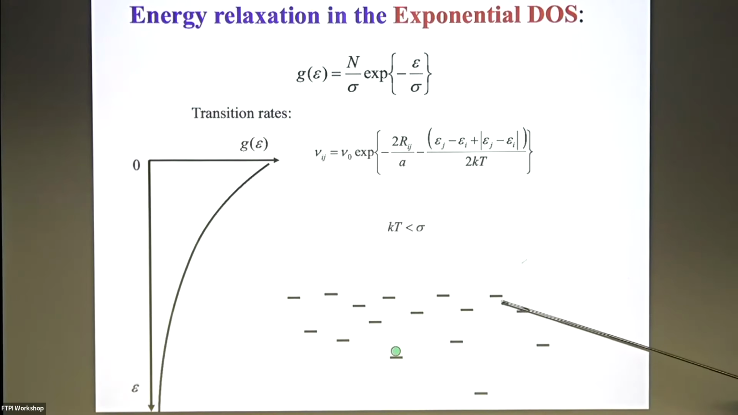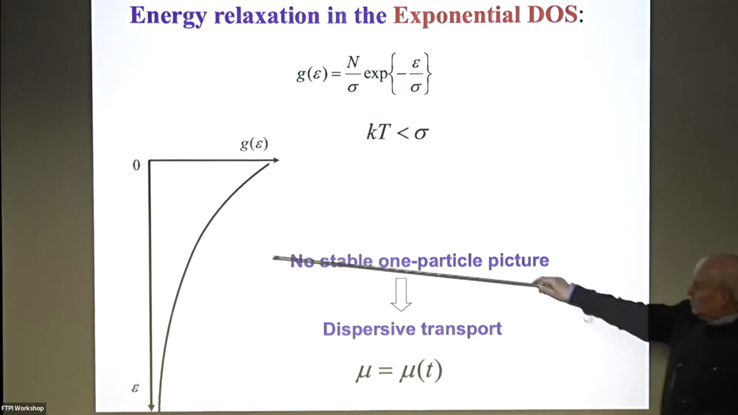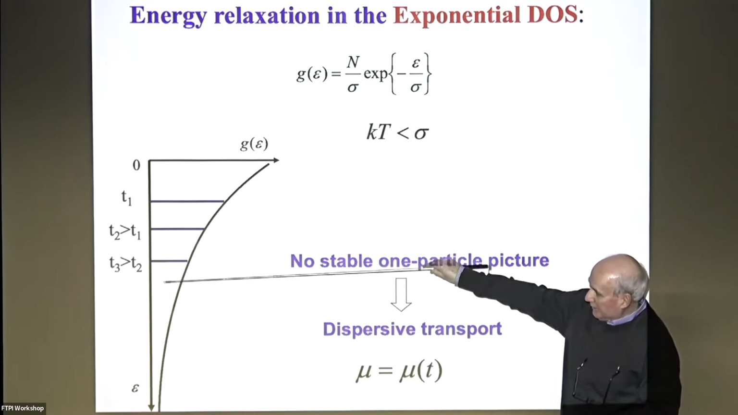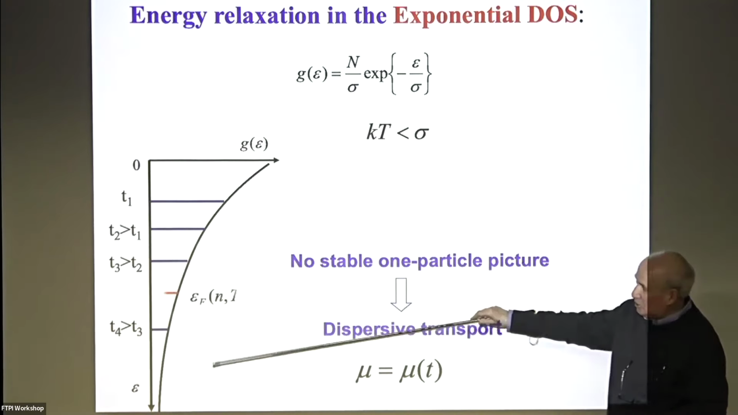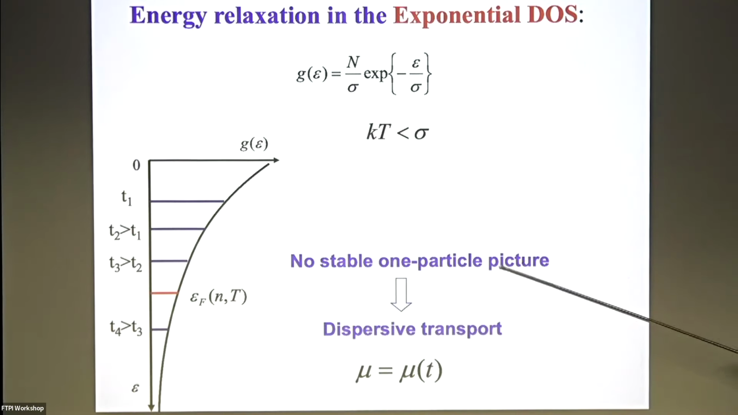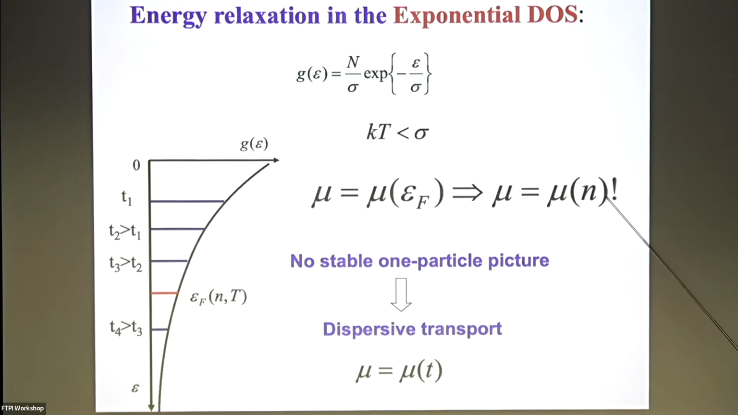So in the exponential density of states, so beloved by analytical theories, you bring an electron and it goes in time deeper and deeper. And this means mobility depends on time. Well-known dispersive transport mode. So no stable one-particle picture. So in the course of time, the distribution of electrons in energy dives, and you can stop this diving only one way. You fill the system, and it means that mobility will always depend on the concentration of electrons in the system.